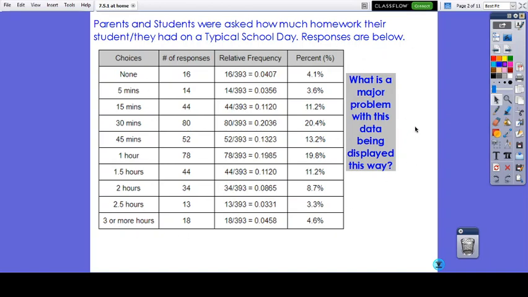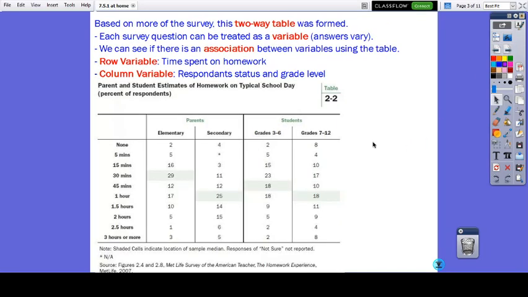So let's say parents and students. Who were these 78? Was it half and half parents and students? Was it mostly parents? Was it mostly students? You don't know. So this is not a good representation of this data. A two-way frequency table in this case would make way more sense by splitting up these responses between parents and students. Okay, so one more thing before we get to what we're doing today.